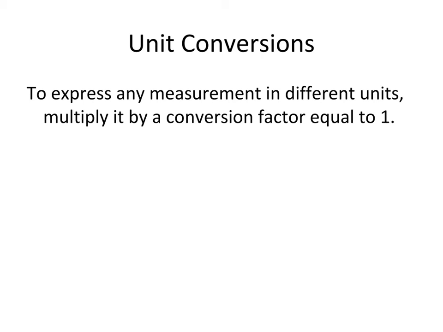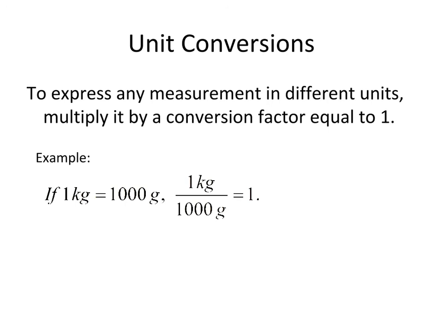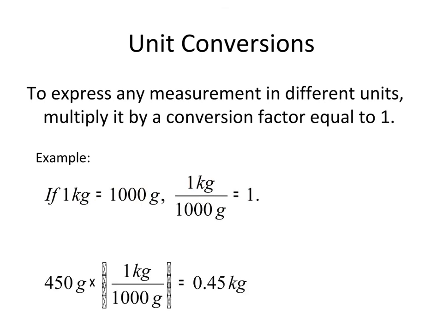To express any measurement in different units, we can multiply it by a conversion factor equal to 1. Here's an example. If 1 kilogram is equal to 1,000 grams, well, we know that 1 kilogram over 1,000 grams is equal to 1. So 450 grams, going back to that last example, we multiply by 1 kilogram over 1,000 grams, and we get 0.45 kilograms.